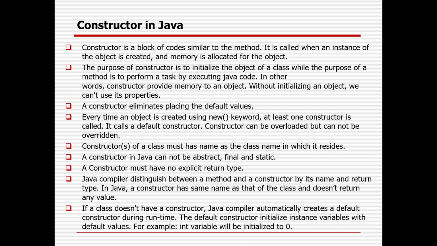The constructor of a class should have the same name as the class name in which it resides. A constructor in Java cannot be abstract, final, or static. A constructor must have no explicit return type. So that is the way we can deal with the constructor.